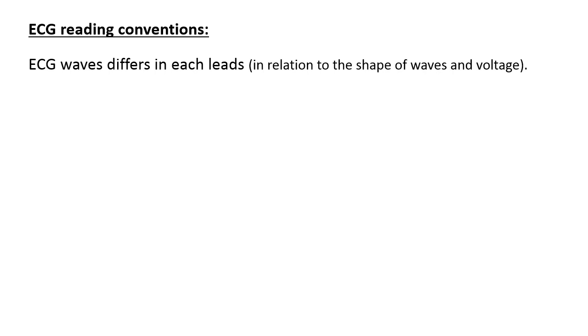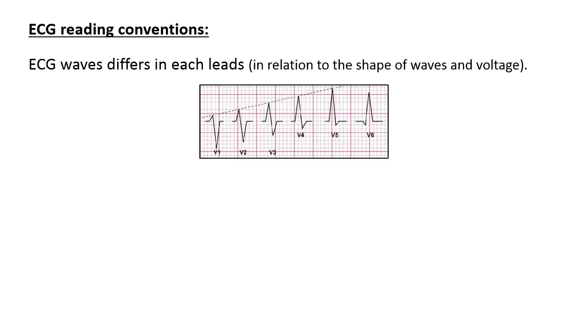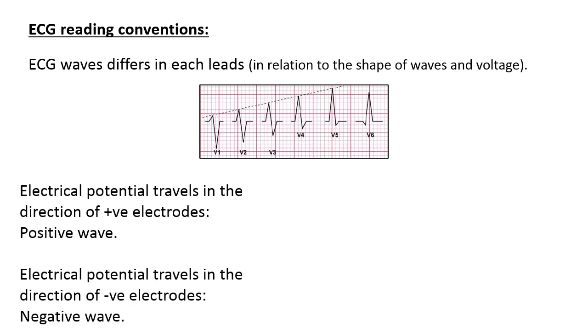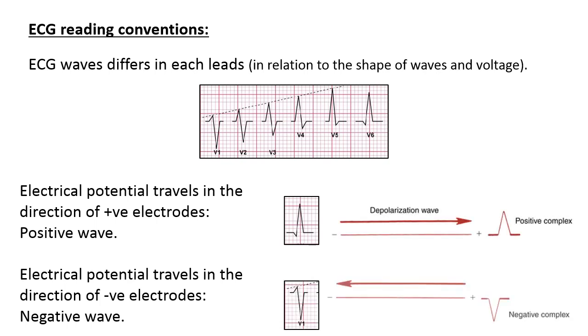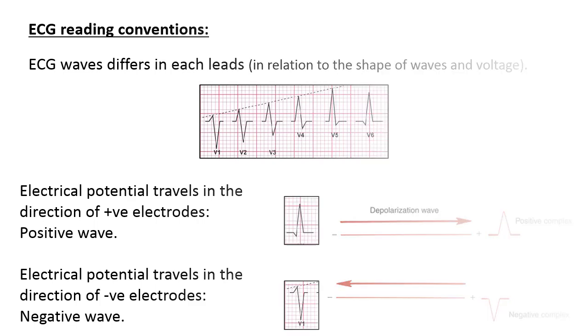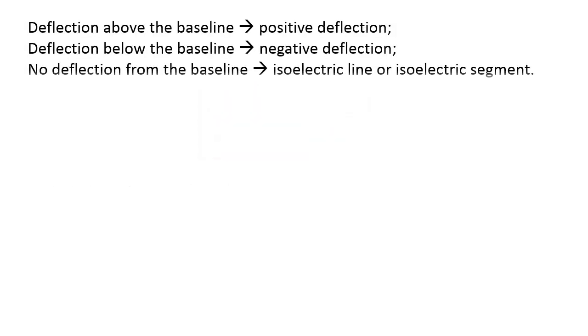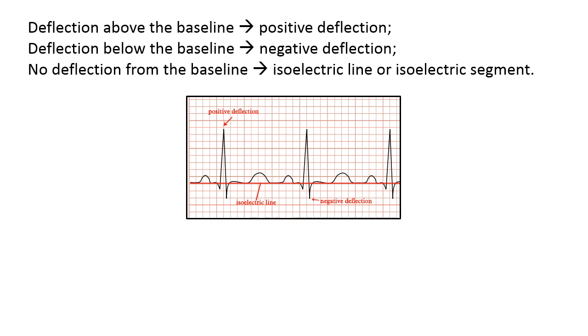Now the most important ECG reading conventions. The first point is that ECG waves in each lead differ slightly in relation to the shape and voltage of the waves. Whenever the electric potential of the heart travels in the direction of the positive electrode, a positive deflection or wave will be recorded, and if it moves towards the negative electrode, a negative deflection or wave will be recorded. Any deflection above the baseline is regarded as a positive deflection and below the baseline as a negative deflection. No deflection from the baseline means the isoelectric line or isoelectric segment.